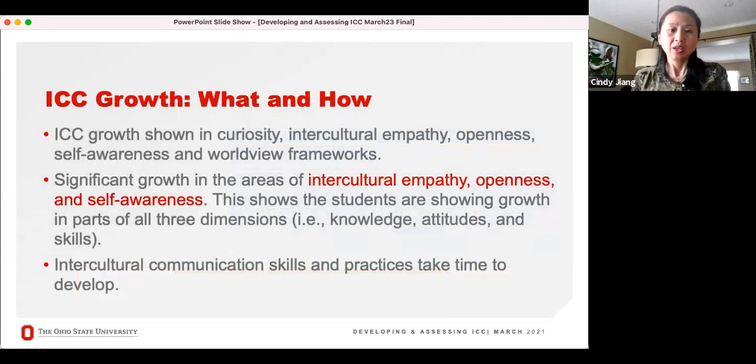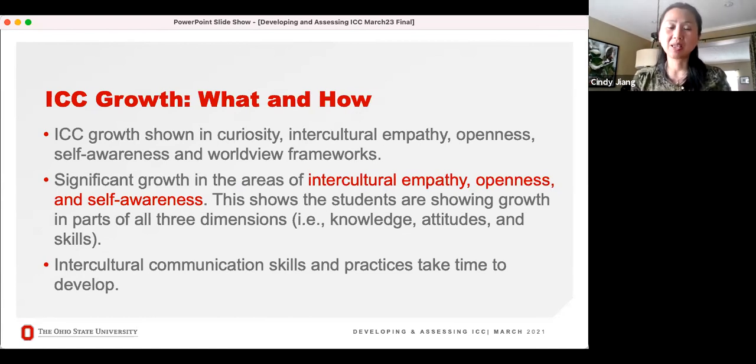Thank you. So looking at intercultural competence, where students are growing and how they are growing. What we saw, just using the VALUE rubric, is significant growth in students' curiosity, intercultural empathy, openness, and self-awareness and worldview frameworks. Particularly when it comes to intercultural empathy, openness, and self-awareness, the growth was tremendous, which shows that our students are growing across all dimensions of intercultural knowledge, attitudes, and skills.